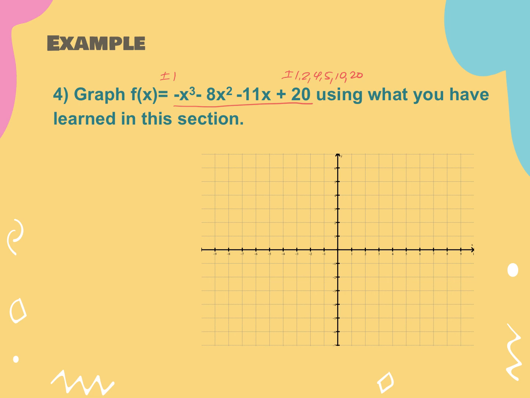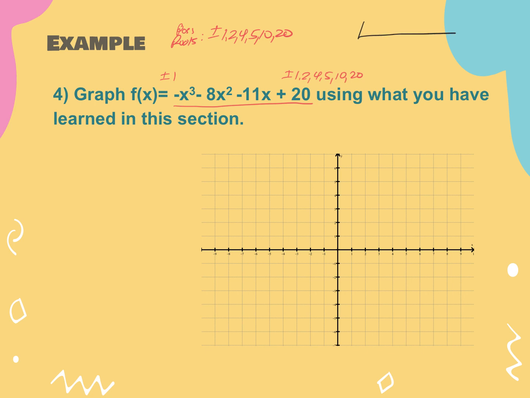And when I'm coming up with my possible roots, remember I have to put the last over the first. And so everything that's in this last one is going to go over 1, which just equals itself. So these are my possible roots. These are going to be my real roots of this function. Again, I'm going to need to come up with my synthetic division and do my guessing and checking.